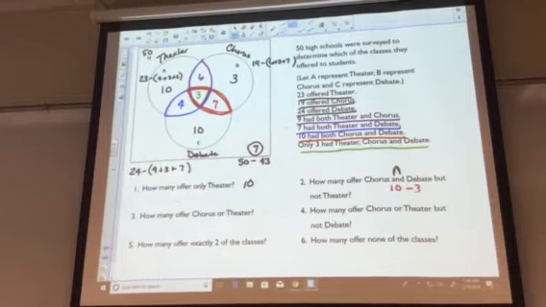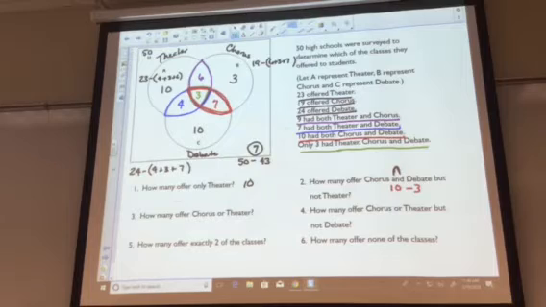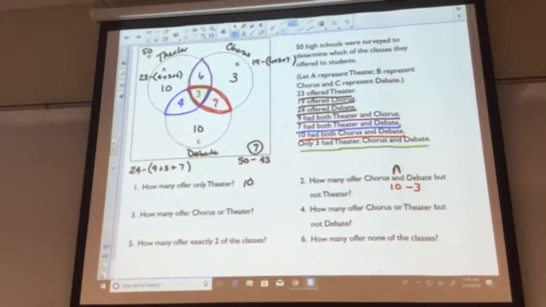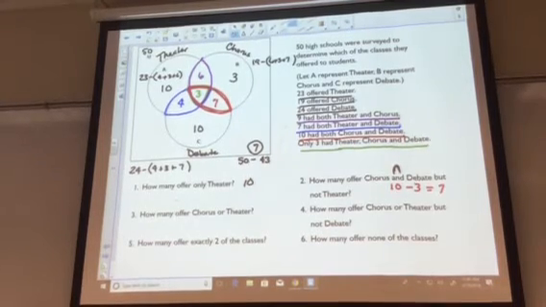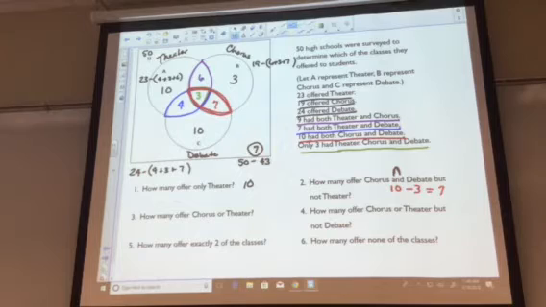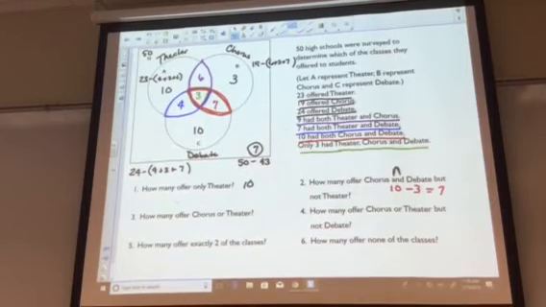And that would be 3, right? The only part of that football shape that's in the theater circle is the 3. So do I come up with 7 out there? Now you might not have needed to see that subtraction problem because you can see the individual pieces, but I'm showing you more than you might need, just in case.